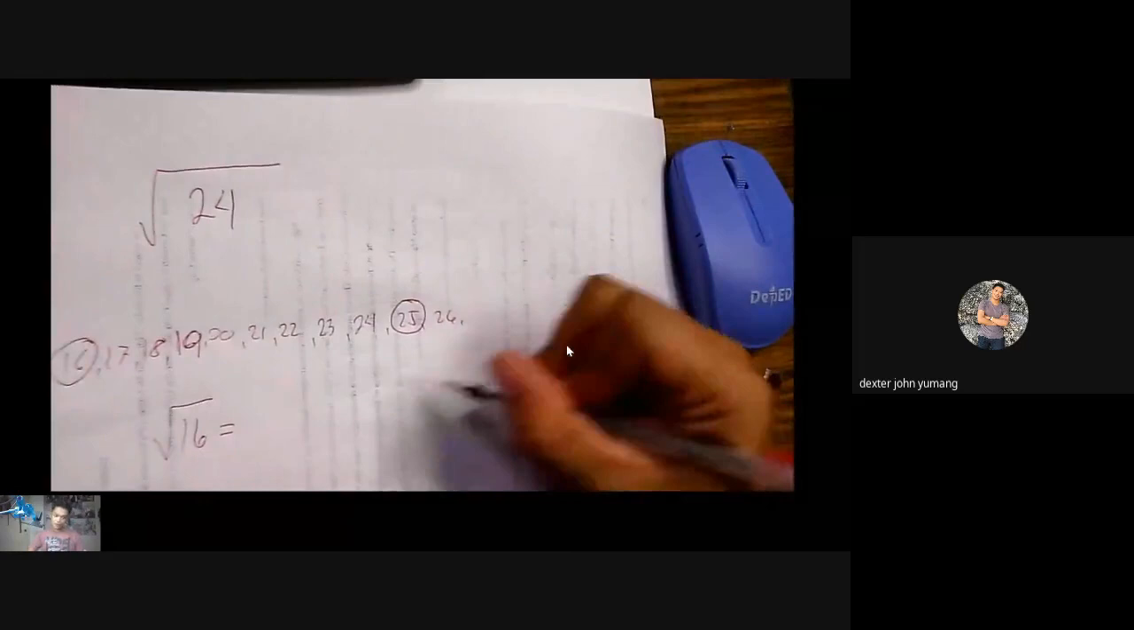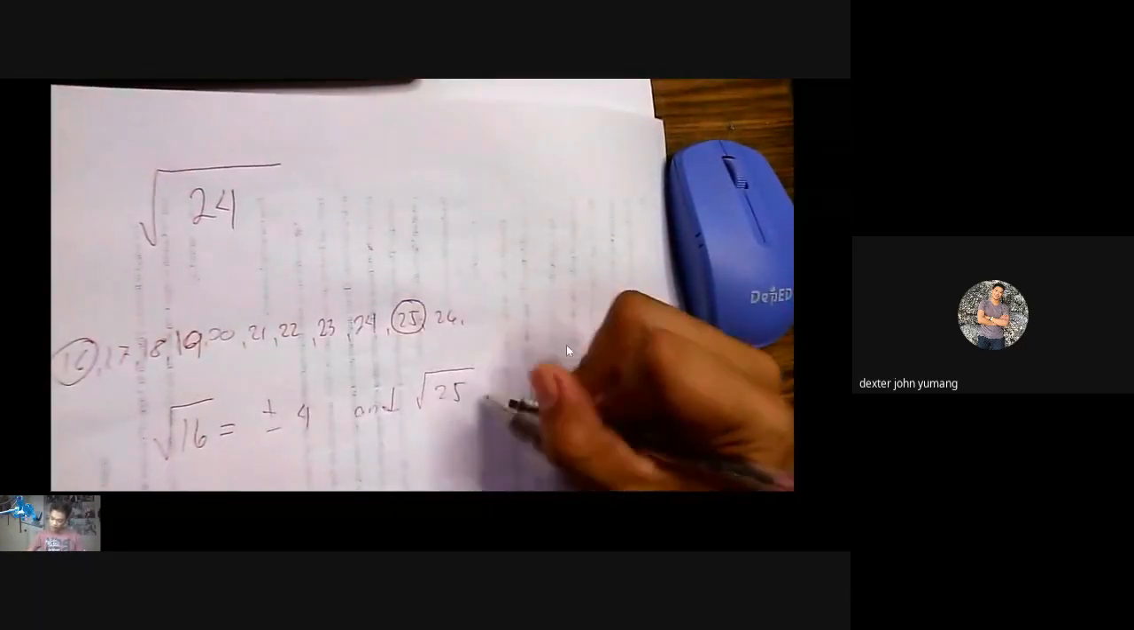So, saan siya? Between siya ng square root of 16, which is equal to positive negative 4, and square root of 25, which is equal to positive and negative 5. So, yan po yung sagot. It is between square root of 16, which is equal to positive negative 4, and square root of 25, which is equal to positive negative 5. So, mahirap ba siya, class? Or madali lang? Makaya nyo kunin.